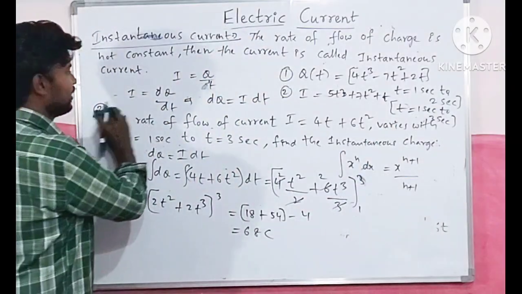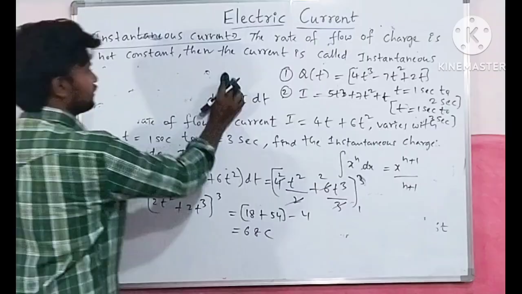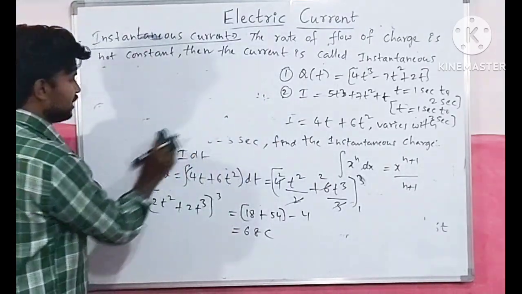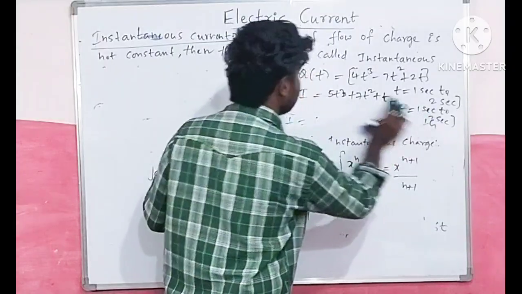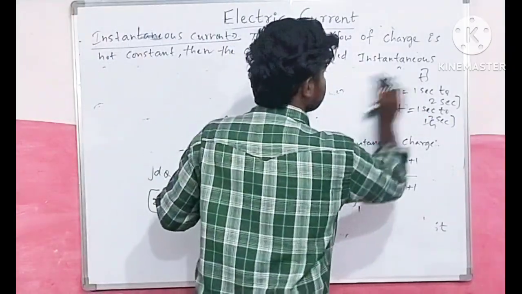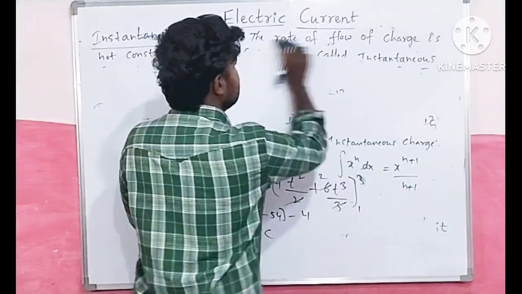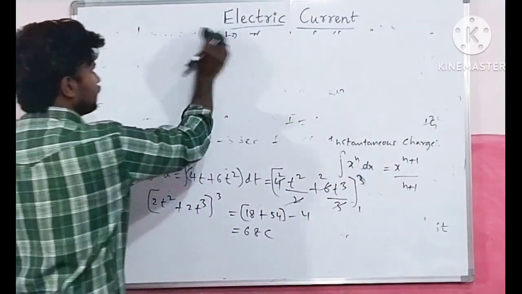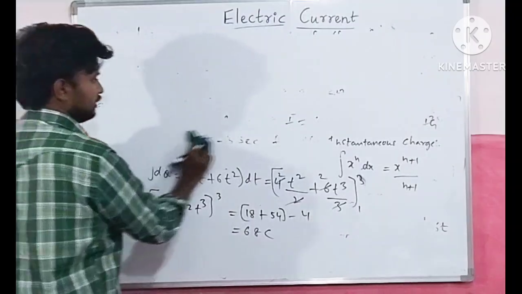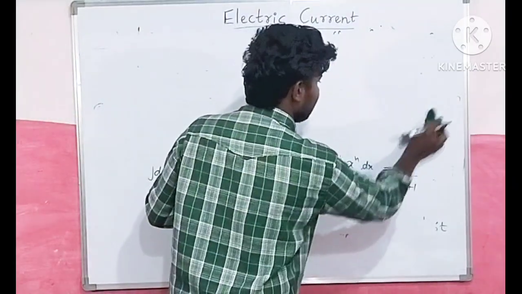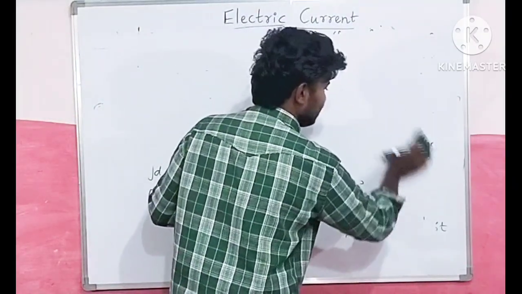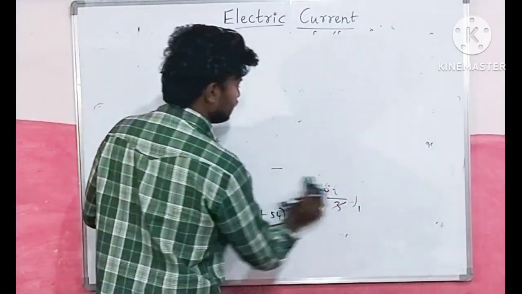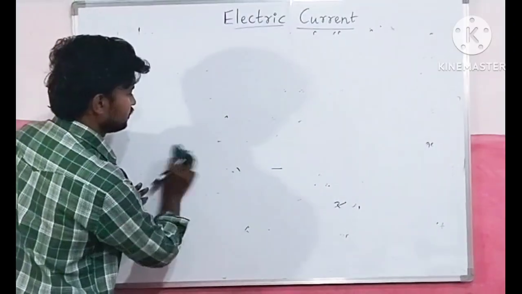Okay, now next thing: we know that when the current is flowing through a straight conductor, I equals q by t. But in this case, if the electrons are n, for example 10 electrons, then it is 10 into q by t, the charge.